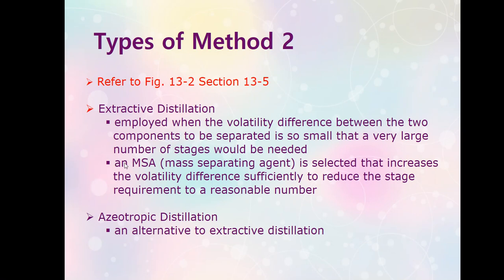So in this case, in extractive distillation, a mass separating agent is selected that increases this difference, because the lesser the volatility difference between the components of your mixture, the more difficult it is to separate them. So this mass separating agent increases that difference, so that in actual design, our column will have a reduced number of stages also. Now, another under method 2, wherein we have the presence of the reflux liquid, is the azeotropic distillation, and it's an alternative to extractive distillation, the one that was mentioned on top.